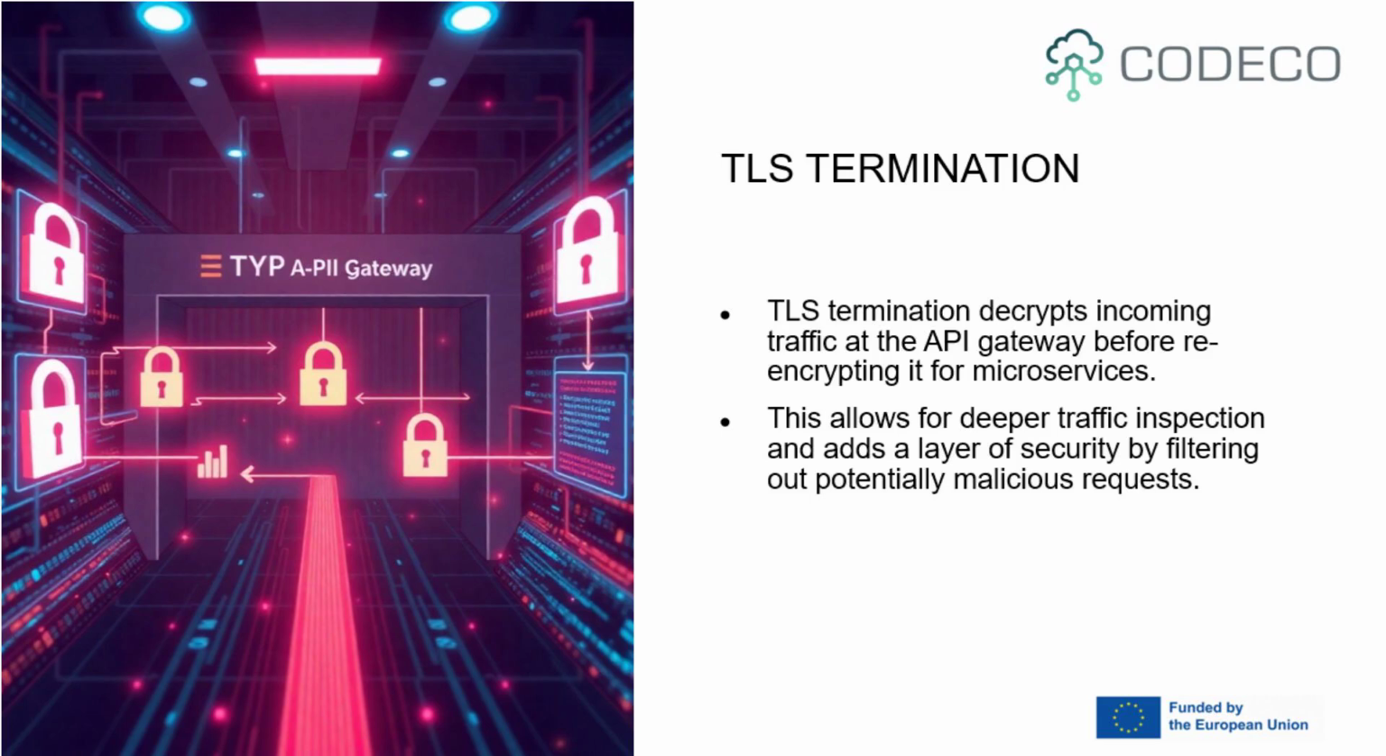Transport layer security, TLS termination. TLS termination involves decrypting the incoming traffic at the API gateway and encrypting it again before forwarding it to the microservices. This approach allows for deeper inspection of the traffic and can provide an additional layer of security by filtering out potentially malicious requests. TLS termination can be done using hardware or software-based appliances.